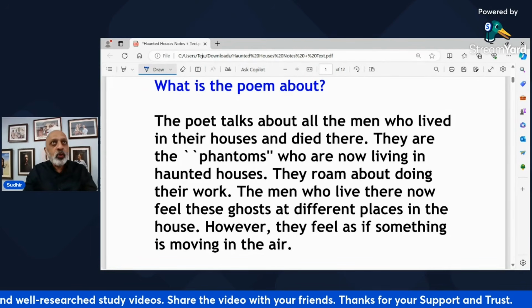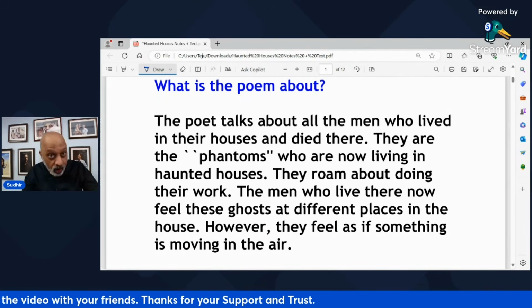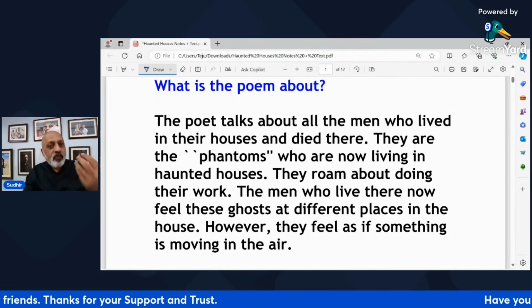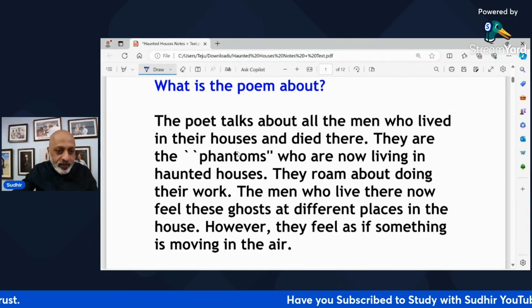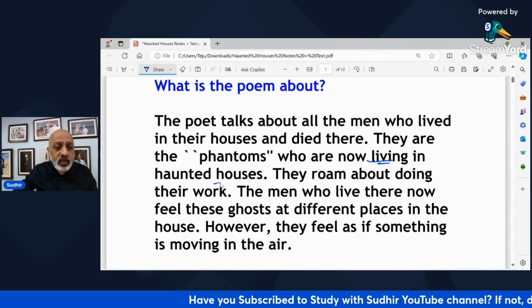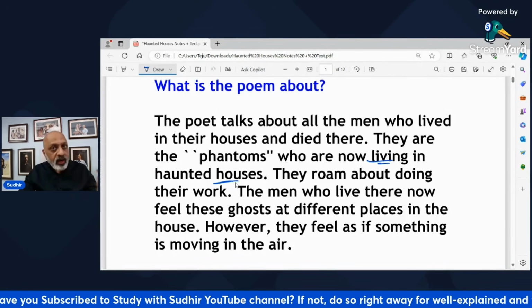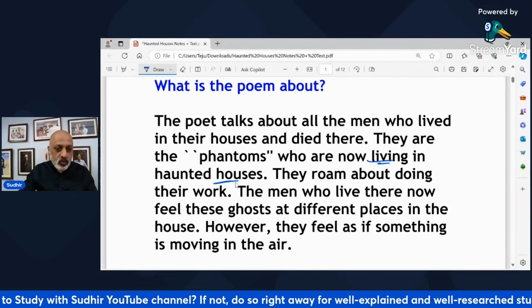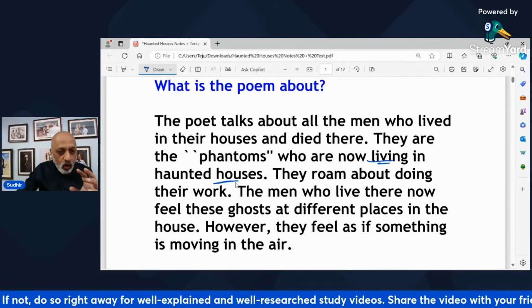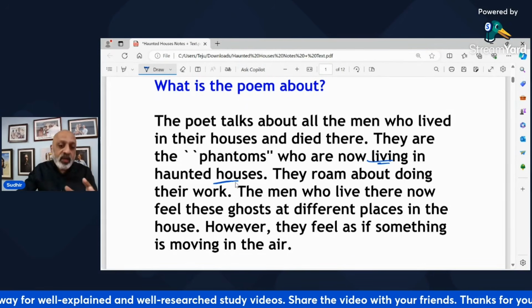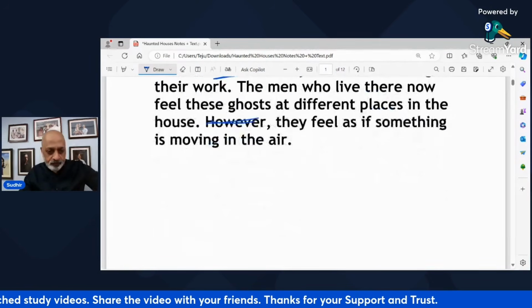If you have been used to reading Phantom comics, which I don't think children of your generation are, at least we used to. So Phantom comics, Phantom is known as the ghost who walks. Okay, so the phantoms who are now living in the haunted houses, they roam about doing their work. The men who live there now feel the presence of these ghosts at different places in the house. However, they also feel as if something is moving in the air.